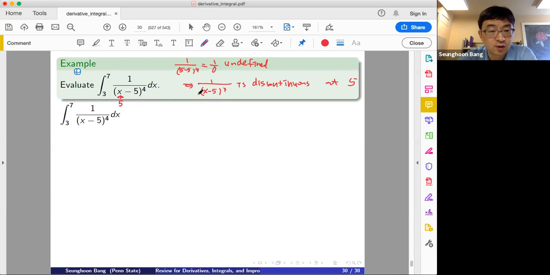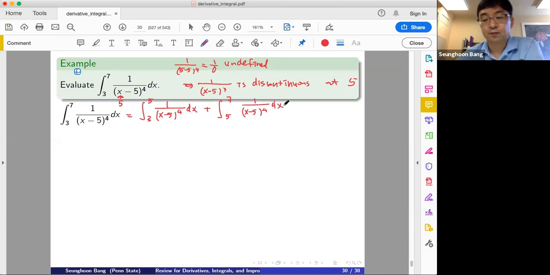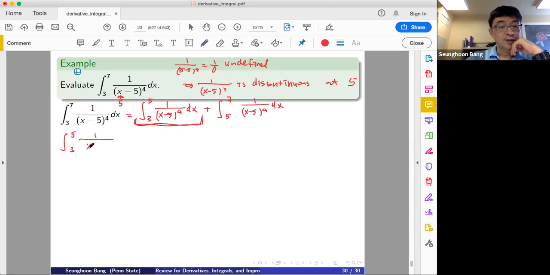So you have to split into two improper integrals: the integral from 3 to 5 of 1 over (x minus 5) to the power 4 dx plus the integral from 5 to 7 of 1 over (x minus 5) to the power 4 dx. You can split. So first, let's solve this one. How can you solve this one? The integral from 3 to 5, 1 over (x minus 5) to the power 4 dx.